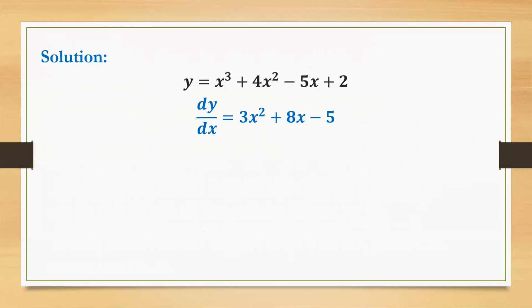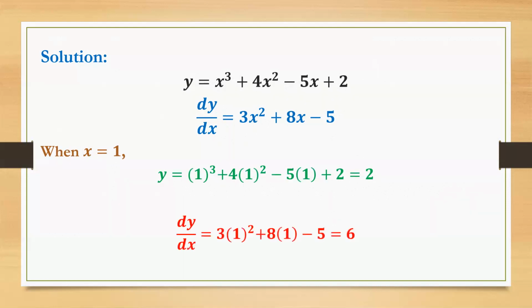Now I need to find the gradient at x equal to 1. So when x equal to 1, I will first find the coordinates to be able to find the equation of a tangent. So first I need to find the y value. When x equal to 1, I replace and find y, which is equal to 2. I also find dy by dx, which is equal to 6.